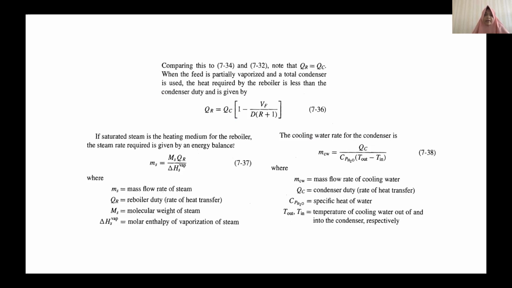Okay, and later on, if we need saturated steam to heat the reboiler, let's say in the heat exchanger, in the kettle exchanger, the steam rate can also be found by this energy balance. Or if we use cooling water, we can also use a simple formula, like in the utility system, to get the cooling water rate. Okay, up to here, any question?